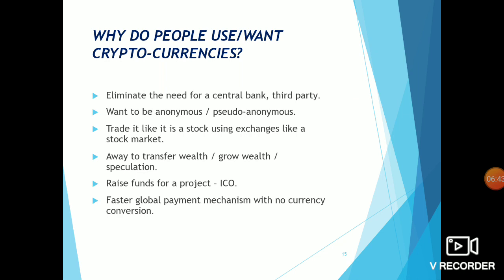Why do people want cryptocurrencies? Eliminate the need for a central bank third party. Want to be anonymous, or pseudo anonymous. Trade it like a stock using an exchange like a stock market. A way to transfer wealth, grow wealth, speculation. Raise funds for a project through an ICO. Faster global payment mechanism with no currency conversion.